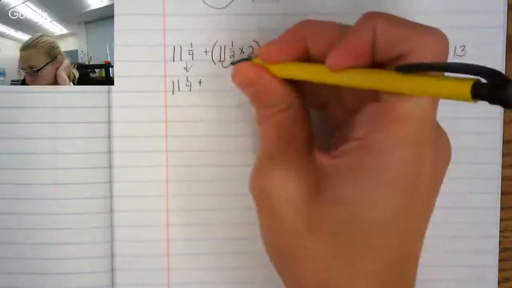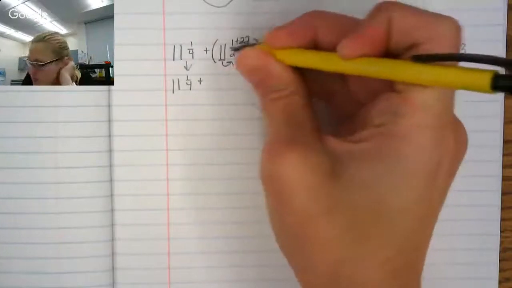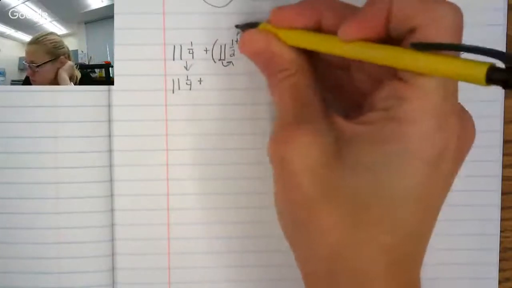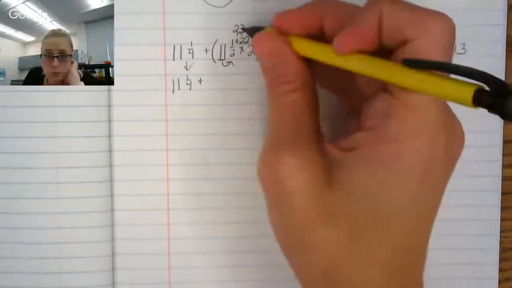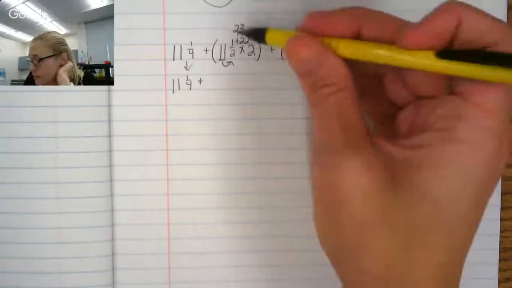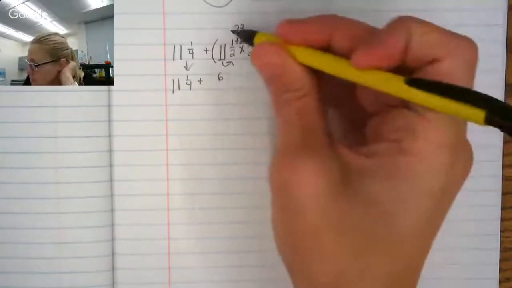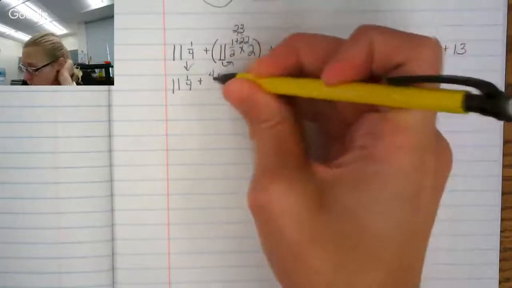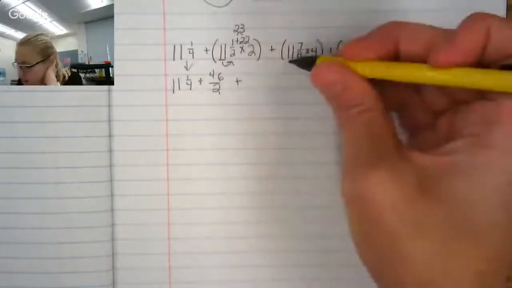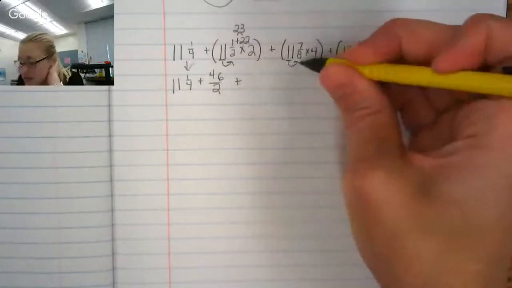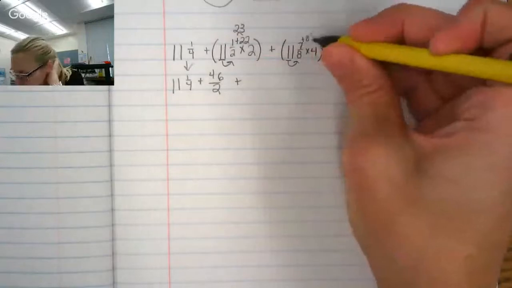So 11 times 2 is 22, plus 1 is 23. So I'm going to take 23 halves and multiply it times 2. So 23 times 2. 2 times 3 is 6, and 2 times 2 is 4. So now I have 46 halves. Plus, same thing here. Whole number times my denominator, add it into my numerator.